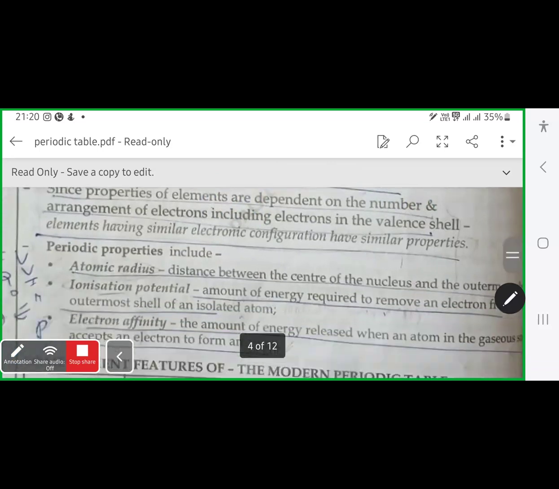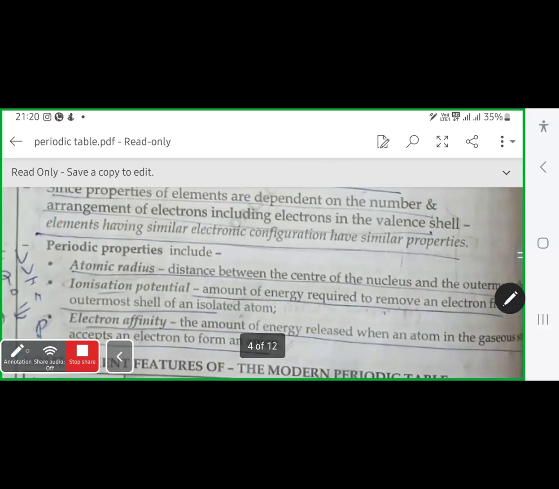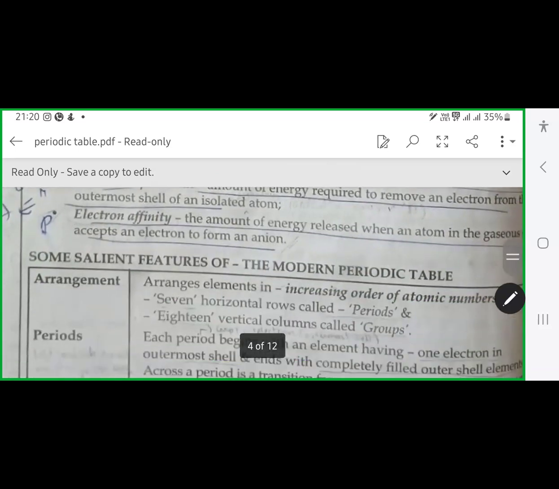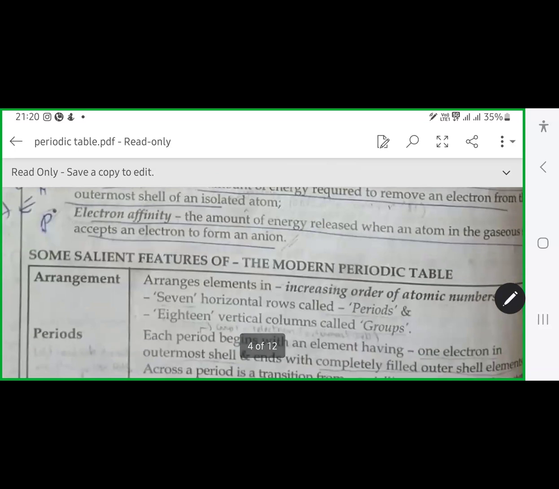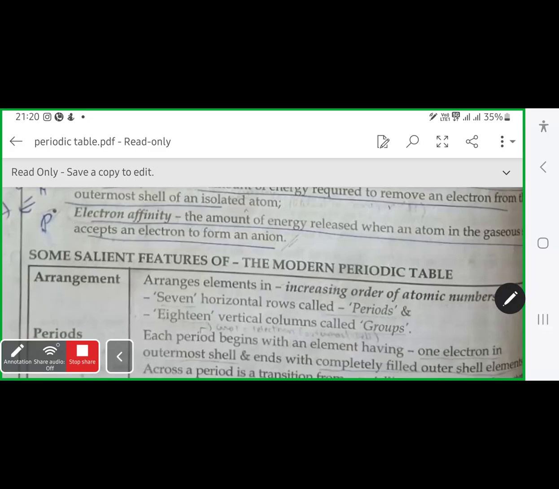So now the first periodic property is, you have three properties now. I can explain these properties to you. First is atomic size.